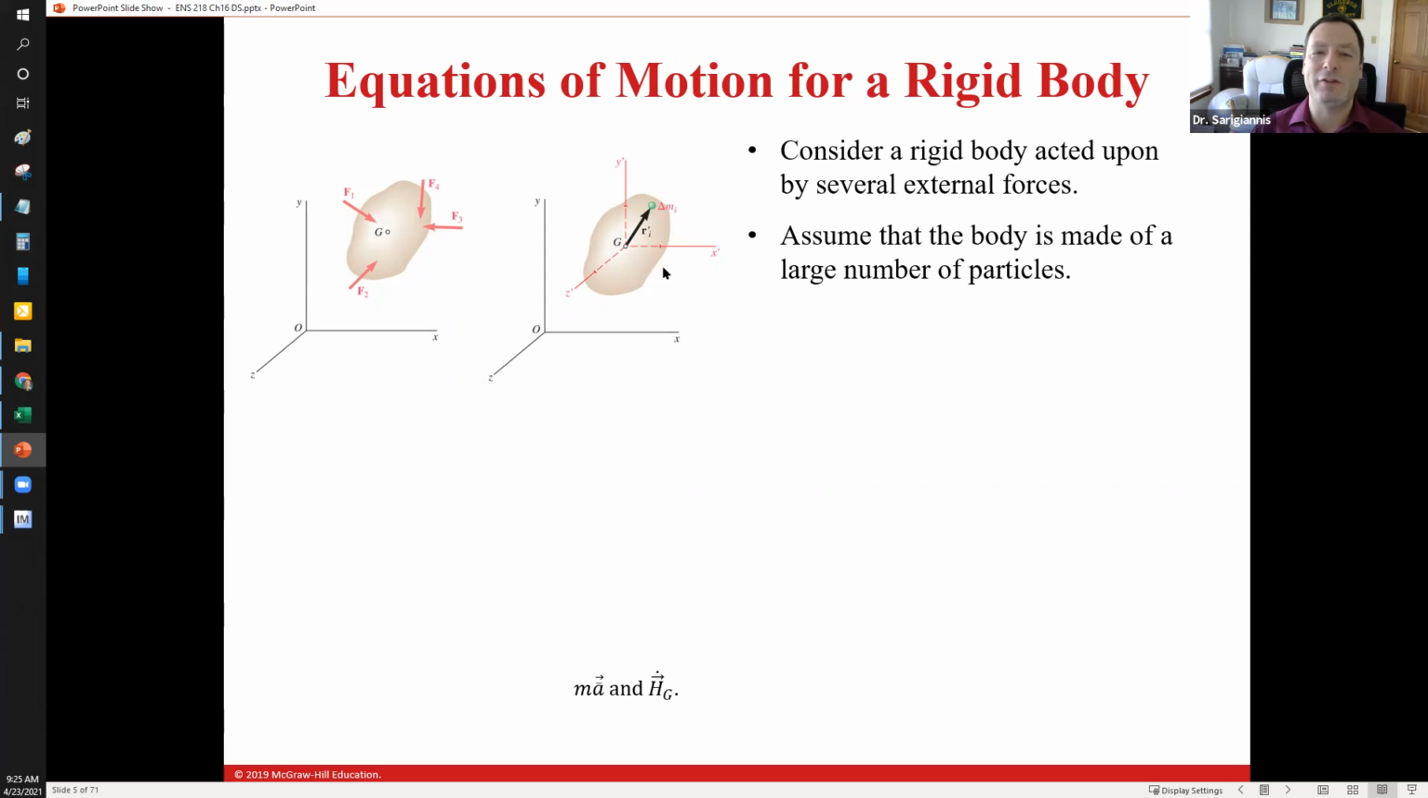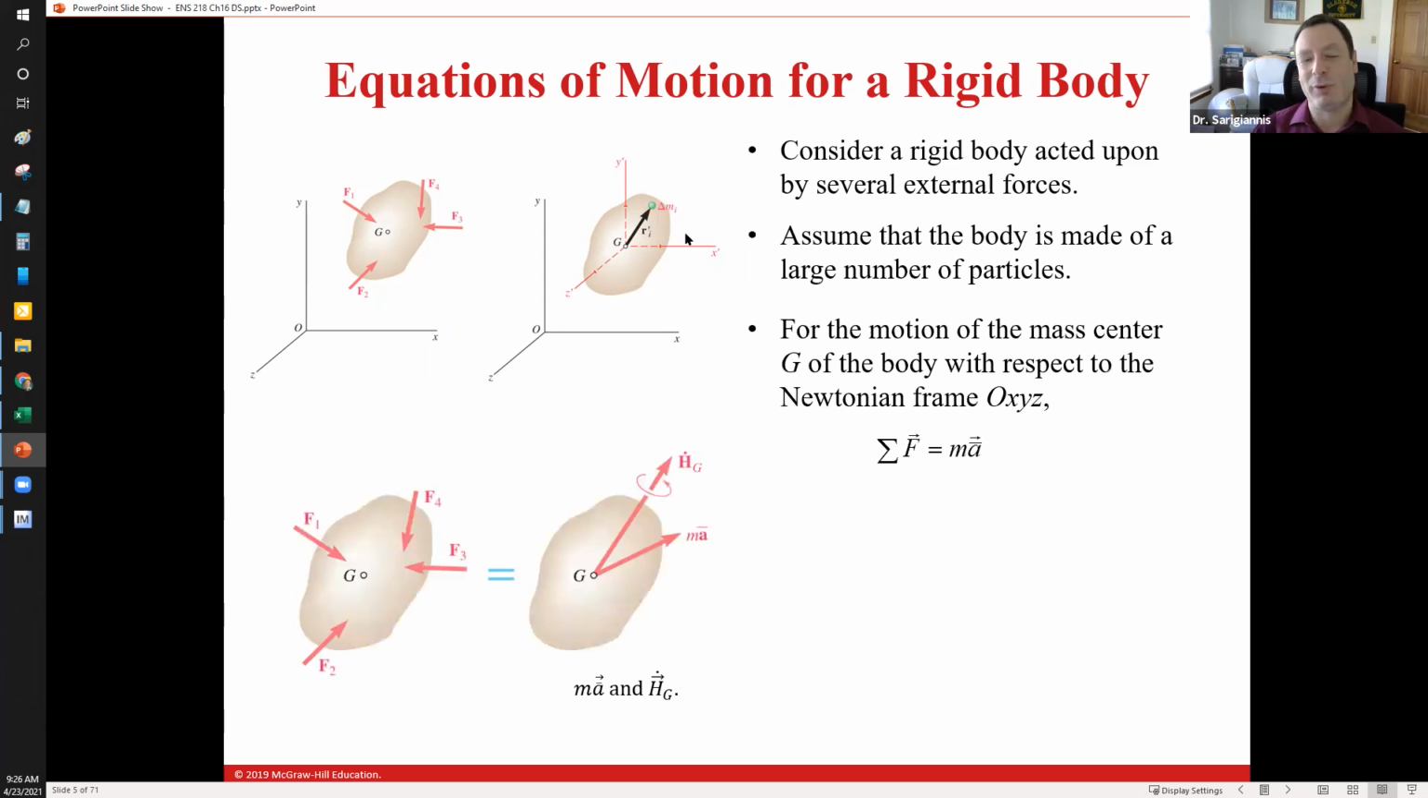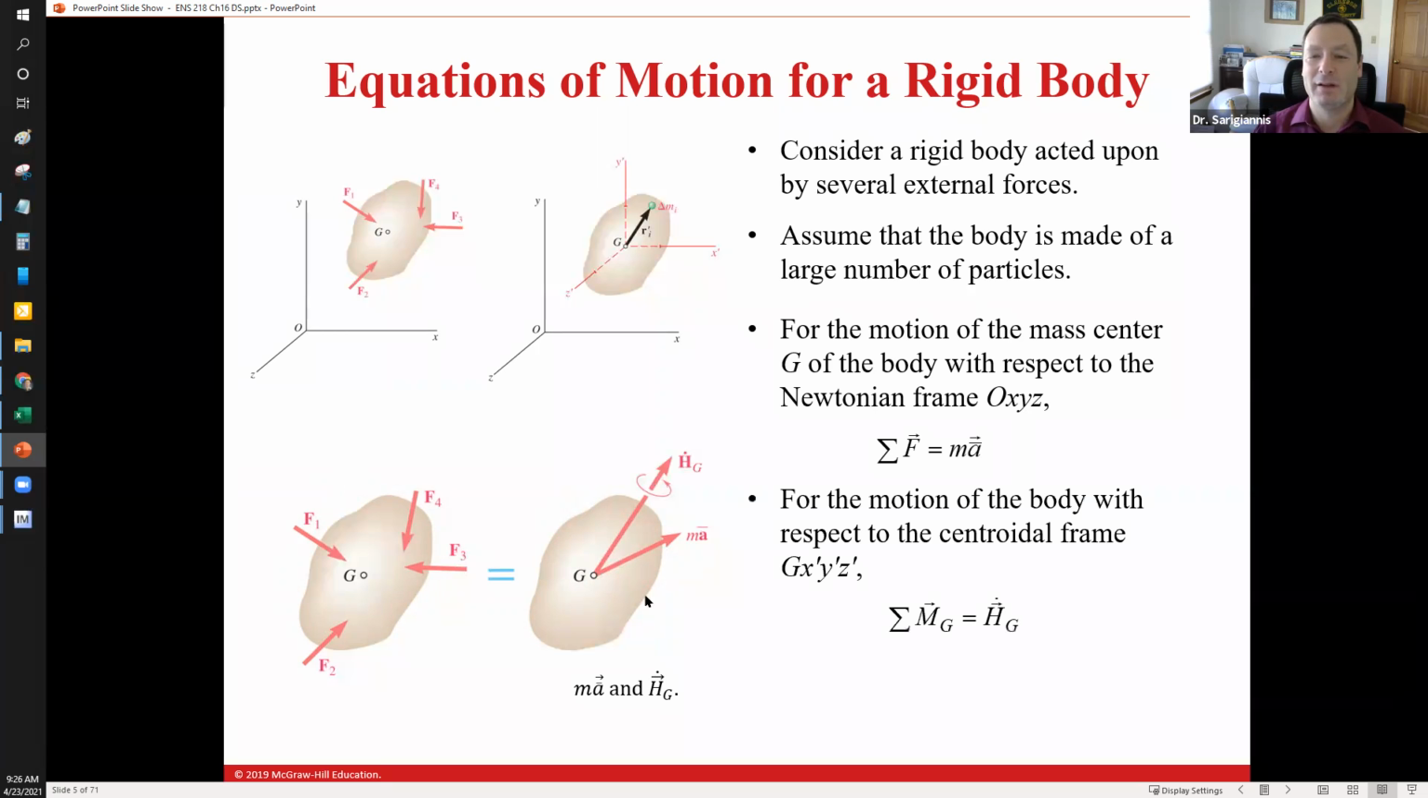So you could write a position vector from the center of gravity to any position on here, right? Any particle, this delta m_i, right? This infinitesimally small mass, which is a particle. And then we're going to use this idea here too, that all these forces are equal to mass times acceleration and angular or linear momentum about that point of center of gravity.